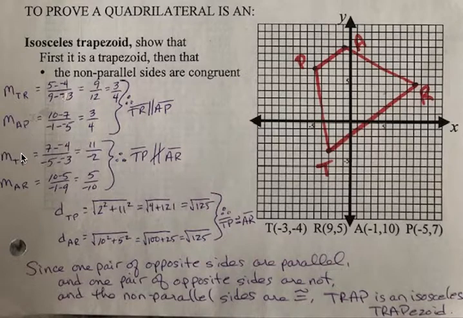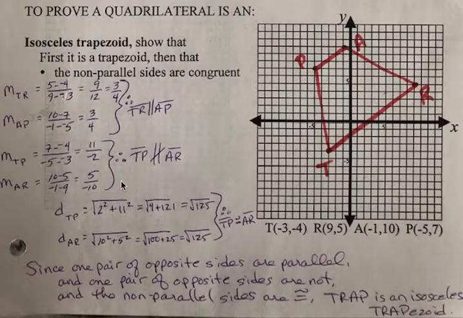Then we do the other two sides. We're going to show the slope of TP and the slope of AR, which, if you look at it, would totally intersect if we extended them. So you should not expect these two to be parallel and have the same slope. You go through the slope calculations again, change in y over change in x. This one gives you a slope of negative 11 over 2, and this one gives you a slope of negative 5 over 10. They are not the same, so you conclude that TP is not parallel to AR.